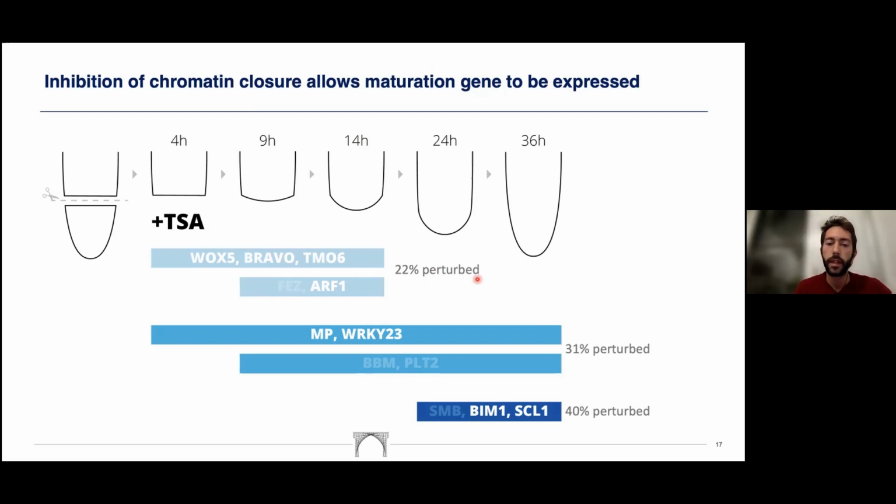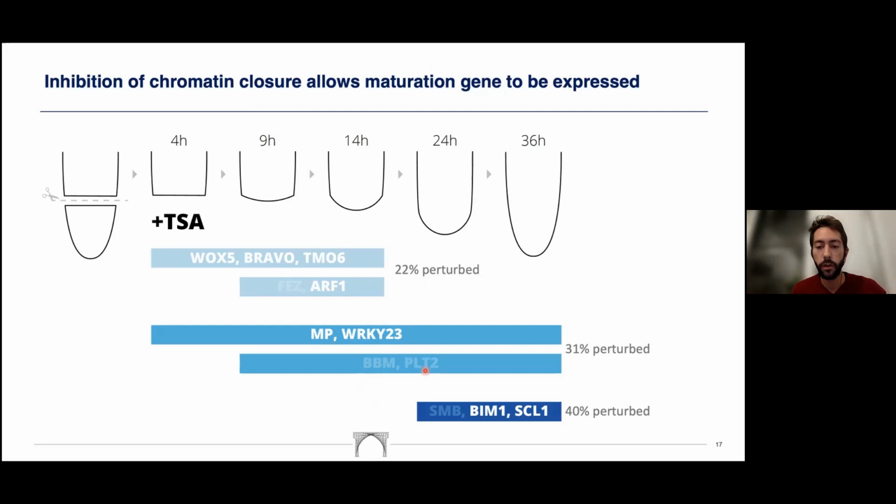And among all these transcription factors, only 22% were perturbed, which was not actually as many as we thought. And some others, like Monopteros, they don't care, they still express fine with TSA. However, Baby Boom or Plethora2, which are two crucial genes, are actually not expressed with TSA. So we are characterizing these different behaviors.